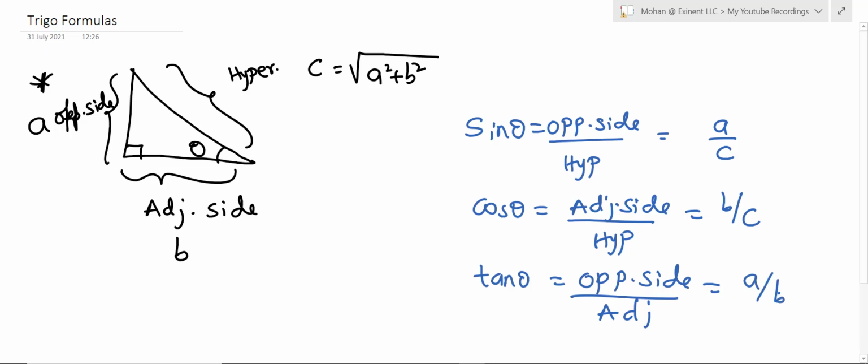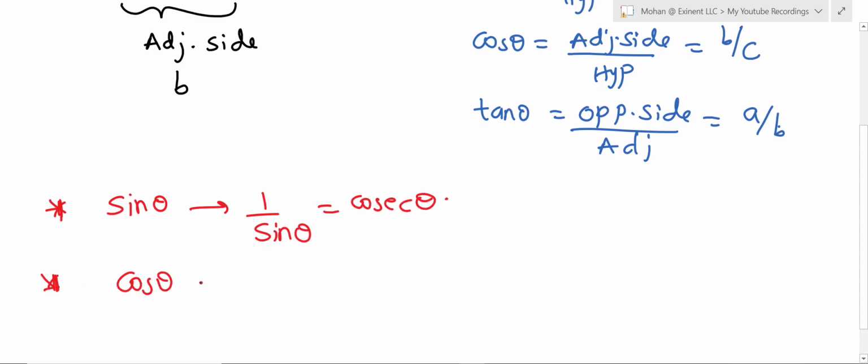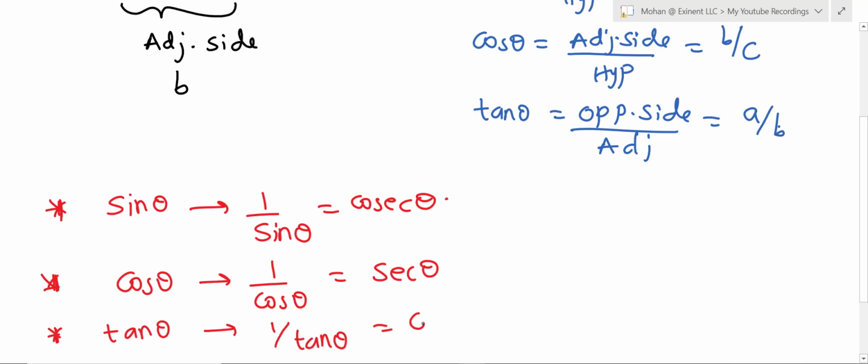Of course, we would like to talk about one more thing. Basically this is sine theta, its inverse, that is 1 by sine theta, is called cosecant theta. Similarly, the inverse of cos theta is nothing but secant theta. And the inverse of tan theta is nothing but cot theta. Yes, of course. Now let us come to the next set of formulas.